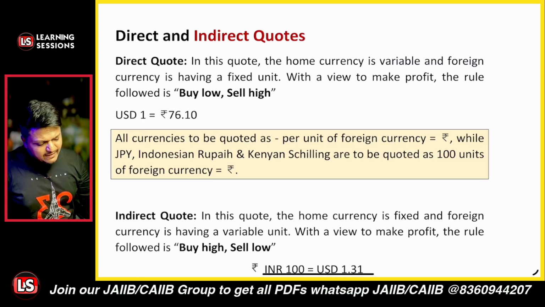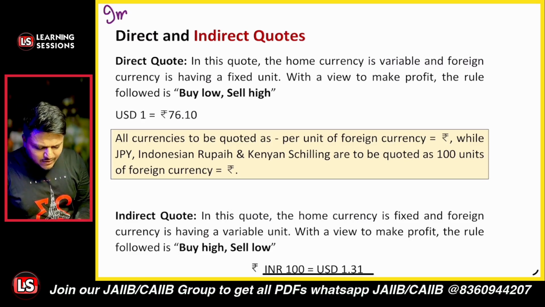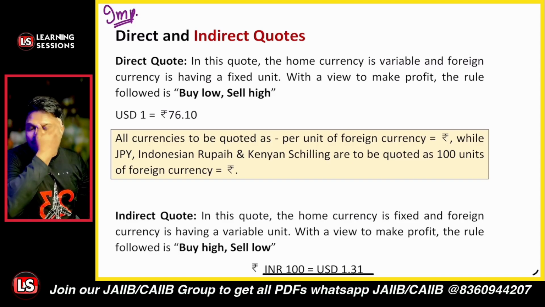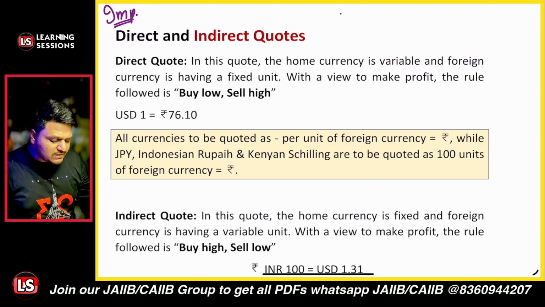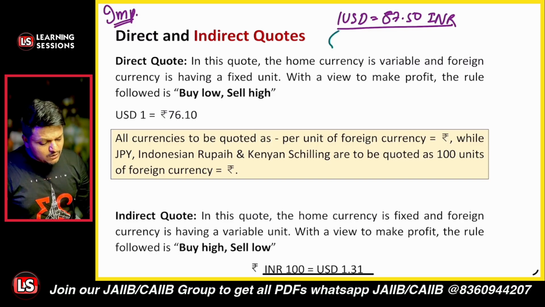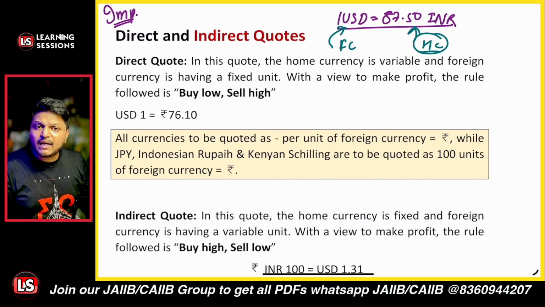Now, after that, this is related to the indirect quote and the direct quote. This topic is definitely very important, and nowadays only the direct quote is being used. A direct quote is a quote where the home currency is variable and the foreign currency has a fixed unit. Let's say 1 USD is equal to 87.50 INR. What does it indicate? For 1 unit of USD, how much INR I'll be getting. So here USD is the foreign currency and the Indian rupee is the home currency. The home currency is variable and the foreign currency has a fixed unit. That is a direct quote.